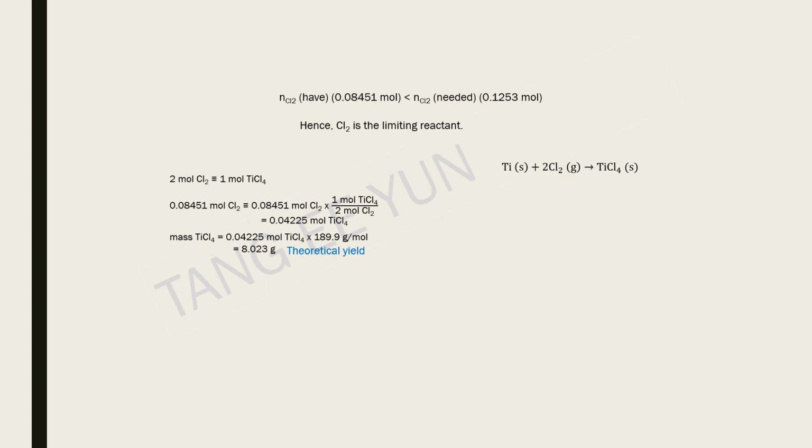And the actual yield given in the question is 7.7 gram. So now we can calculate our percentage yield by substituting the actual yield and theoretical yield into the percentage yield formula. By substituting the 7.7 gram actual yield and also the theoretical yield into the formula, we got our percentage yield, which is 95.97%.